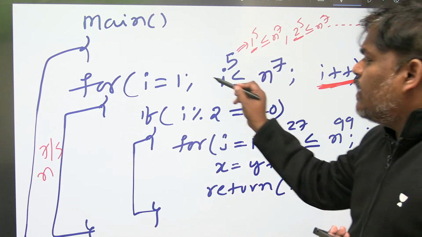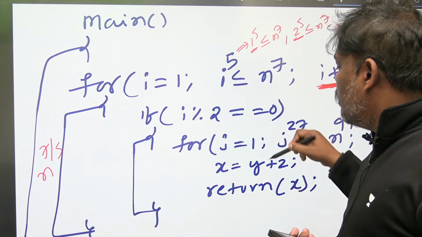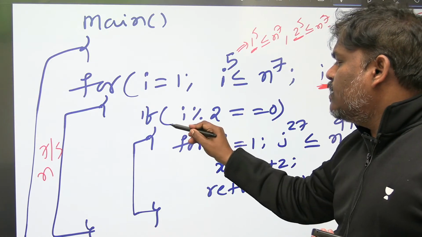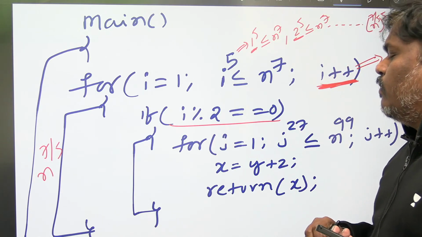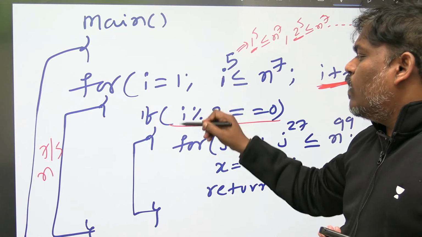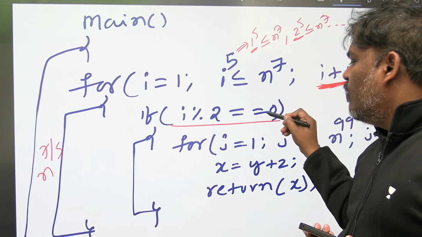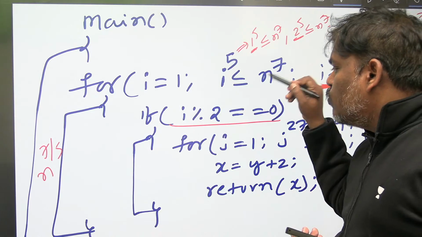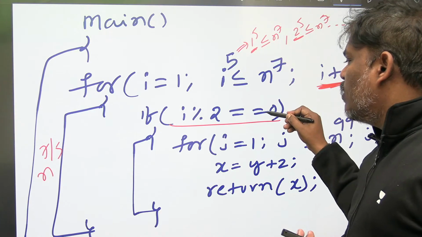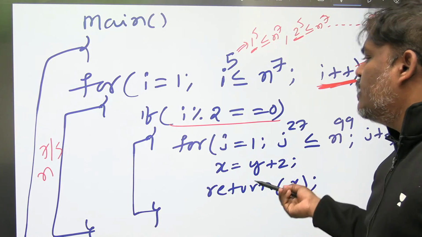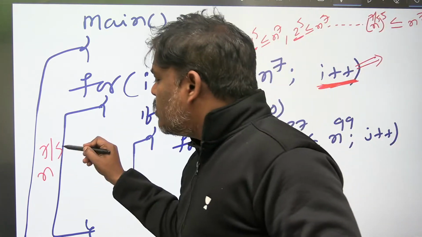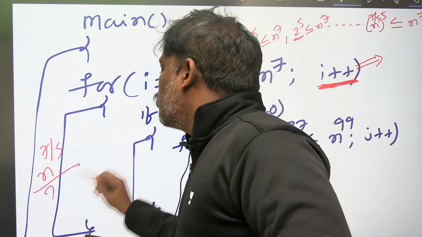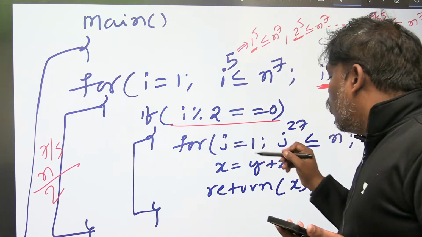Next, for each i value you are trying to go inside the j loop. But this condition will block half of the people: i equals 1, modulo 2 is not equal to 0, fail, means you cannot go inside. i equals 2 pass, i equals 3 fail, i equals 4 pass. Half of the time only you are able to go inside the j loop. This loop is n power 7 by 5 times.